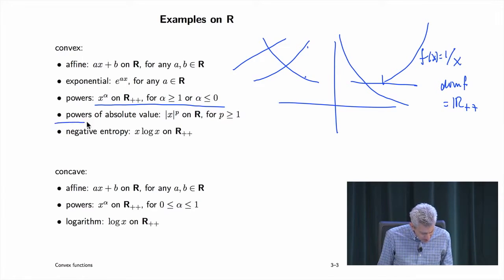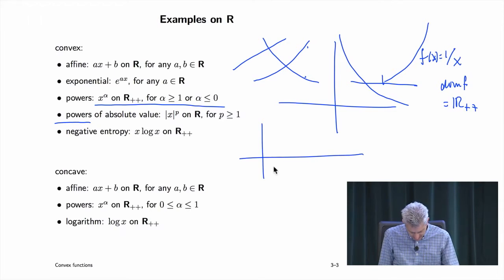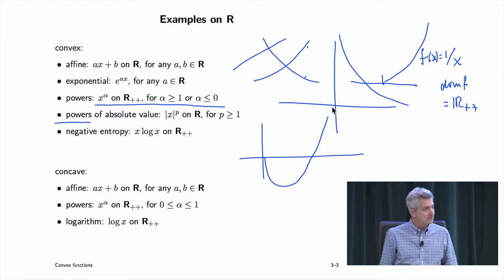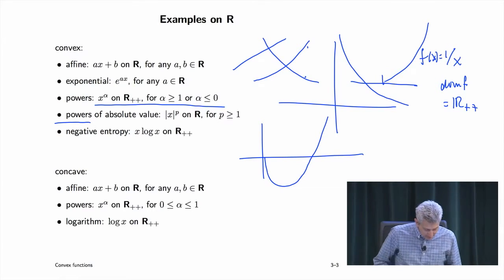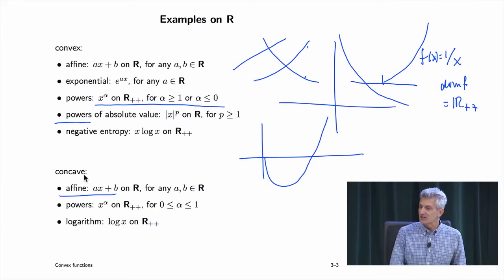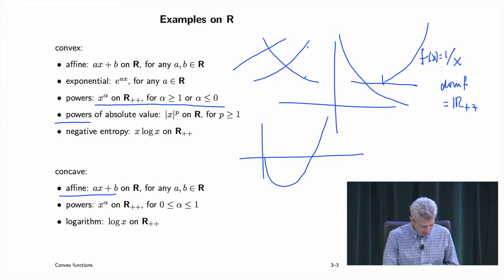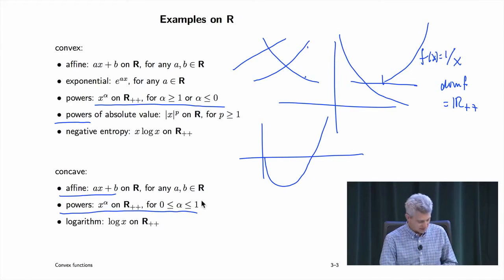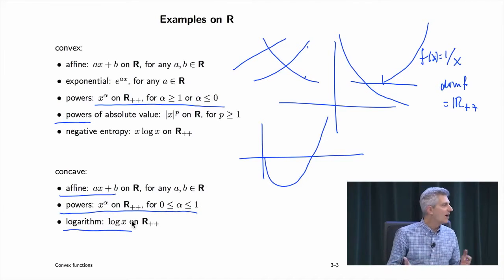Powers of absolute value. Again, these are kind of obvious. Negative entropy is something that looks like this. It's got infinitely sharp slope there and then goes up like that. And it's convex. Concave: well, affine, because they're both. In fact, affine is another way to say you're both convex and concave. Powers between 0 and 1, square root for example, are going to be concave, and the log. These are very obvious concave functions.